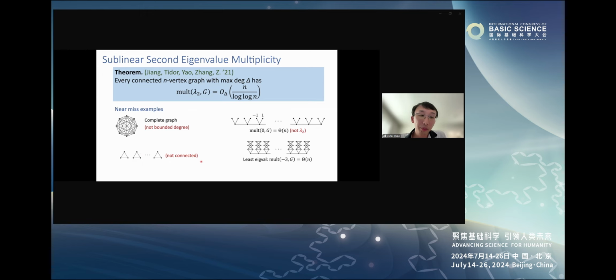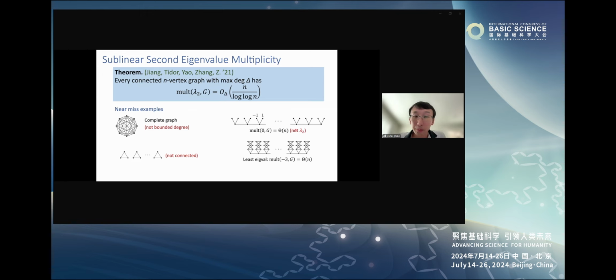The second example over here, well, here the spectrum of the eigenvalues of this graph is just that you take one component, take its eigenvalues, and you repeat them many, many times. It also has a linear second eigenvalue multiplicity, but it is not connected. So the connectivity hypothesis cannot be removed.